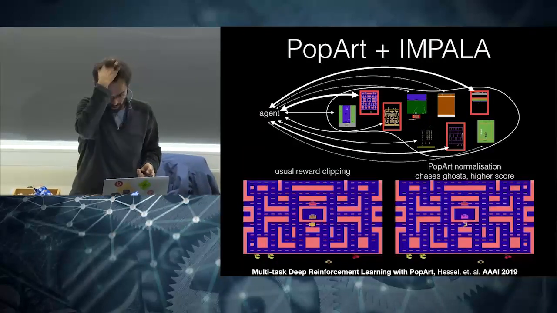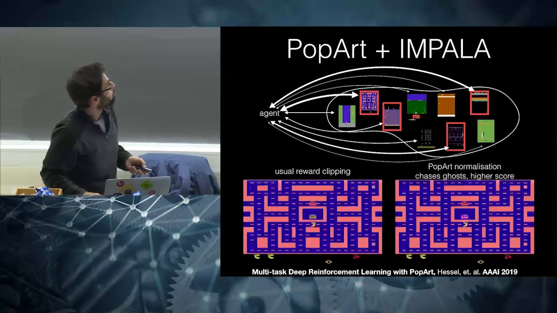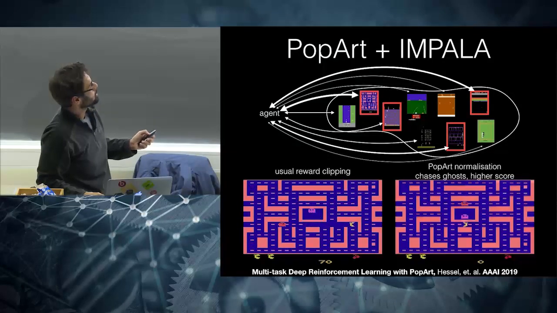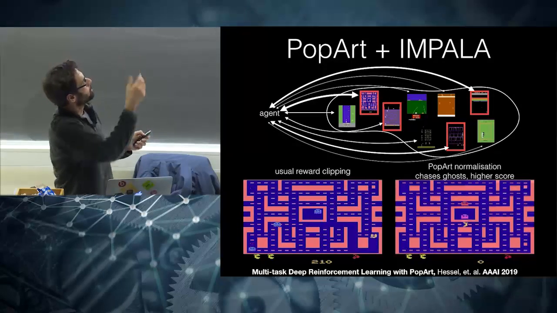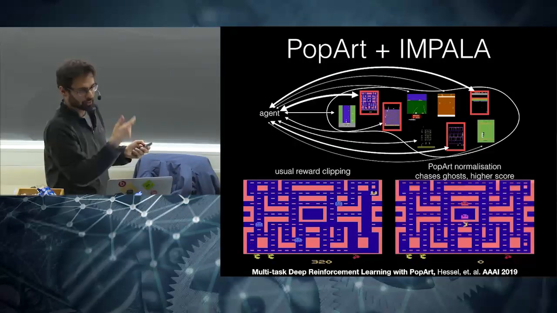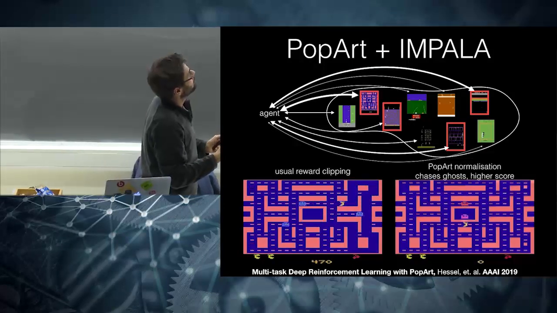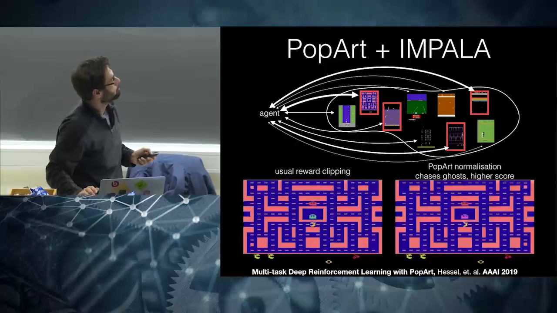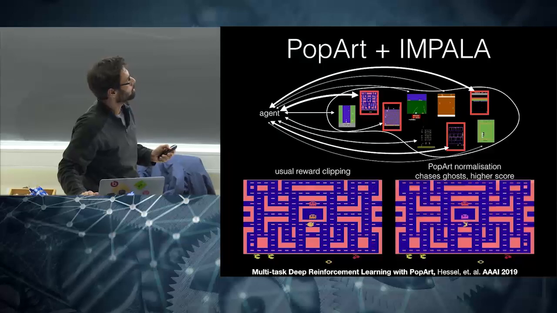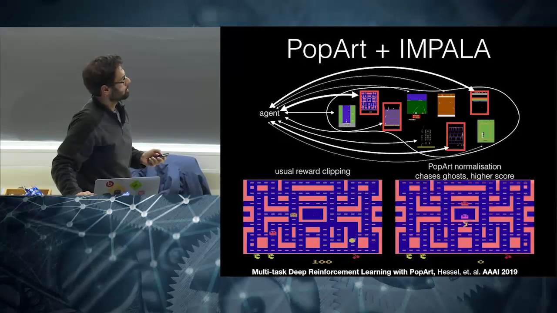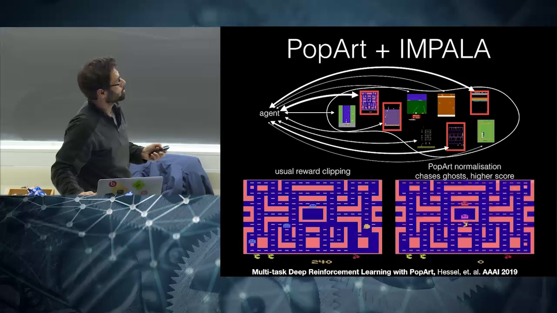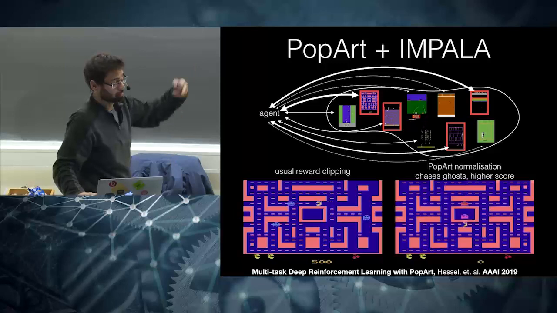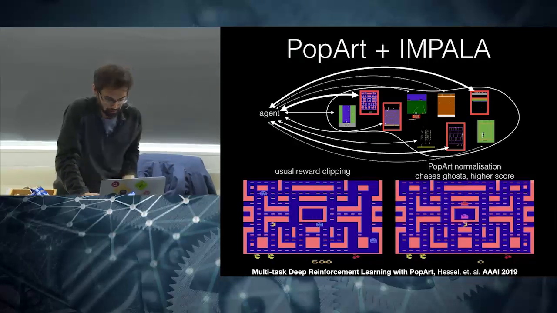So that's just a demo. This is the usual setup. This is not multitask learning. This is the PopArt idea with a single game, Ms. Pac-Man. The rewards are clipped as usual in DQN, and here it learns this policy. But if you use the normalization that is provided by PopArt, it actually shows better behavior. It goes after the ghosts, which it wasn't doing in this case. And it learns more, and it shows better performance on multitask learning as well.